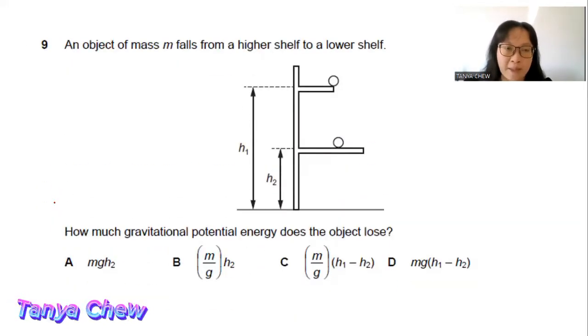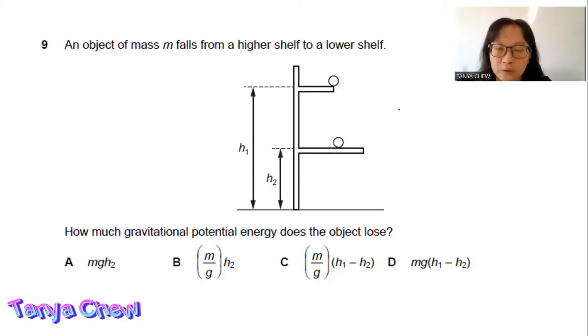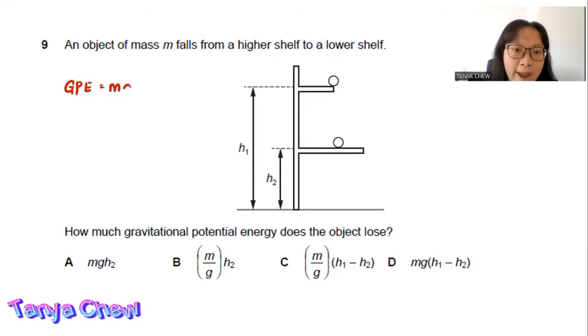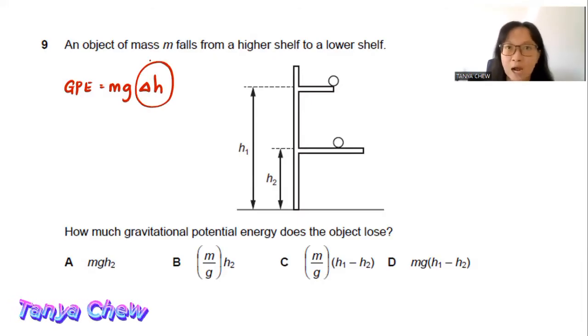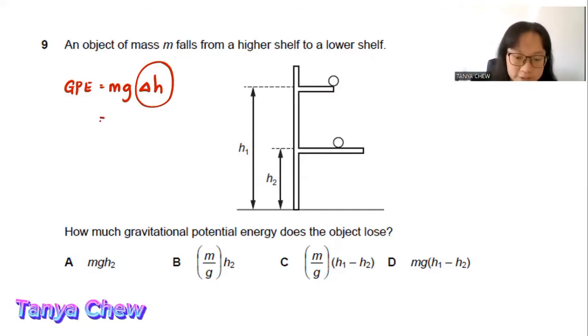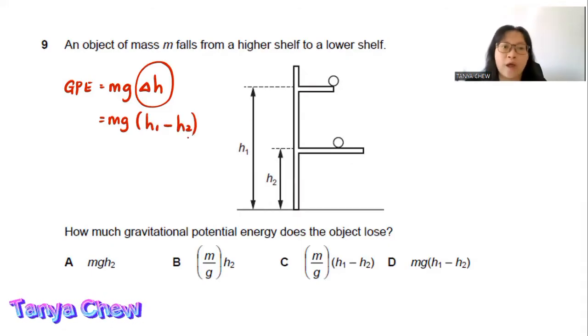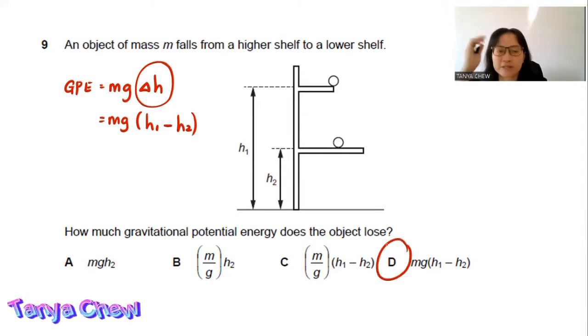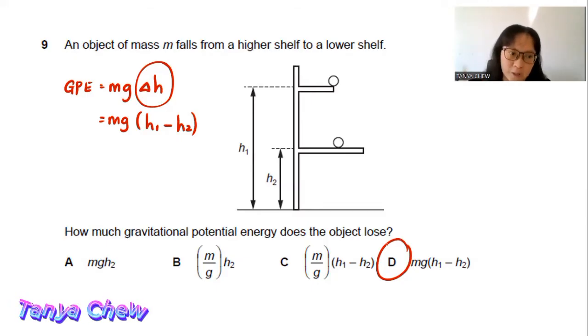Question number 9, an object of mass m falls from a higher shaft to a lower shaft. How much gravitational potential energy does the object lose here? You have to recall the equation of gravitational potential energy. GPE is equal to mg delta h. This delta h means the change in height. So it is equal to mg, the initial height is h1 and the final height is h2. mg(h1 minus h2). D is the answer, because that is the loss of gravitational potential energy because the height decreases.